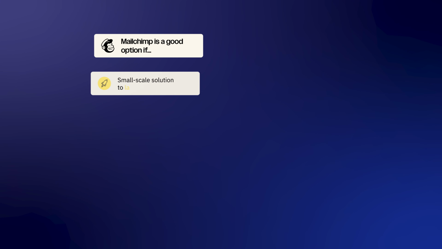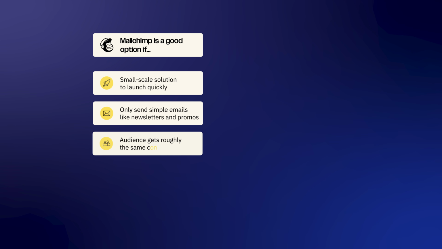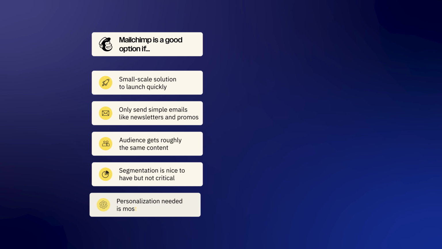Now, this message probably seems biased given who it's coming from, and that's understandable. We want you to make the best choice for your business. Mailchimp is a good option if you want a simple, small-scale solution to launch quickly. You're a solo founder or a small local business and just need to send emails like newsletters and promos. You just have one audience and one message, so everyone gets roughly the same content. Segmentation is nice to have, not mission critical, and personalization is mostly cosmetic, not behavioral.